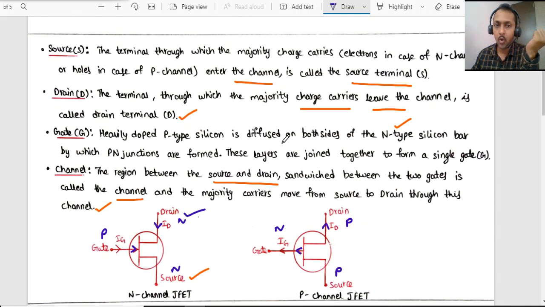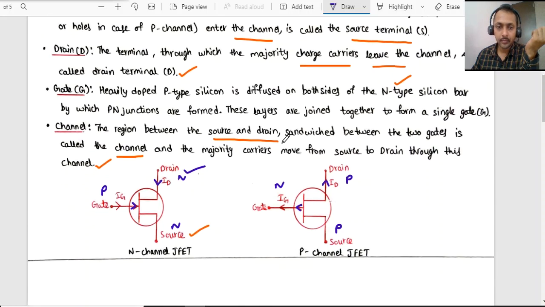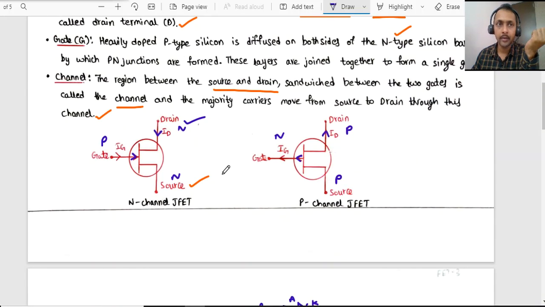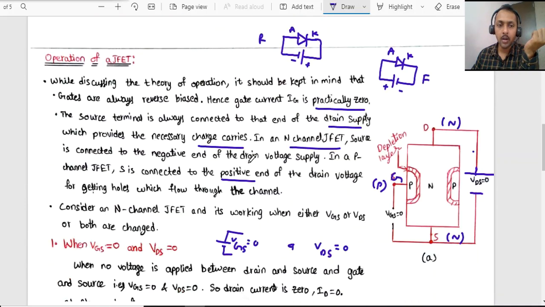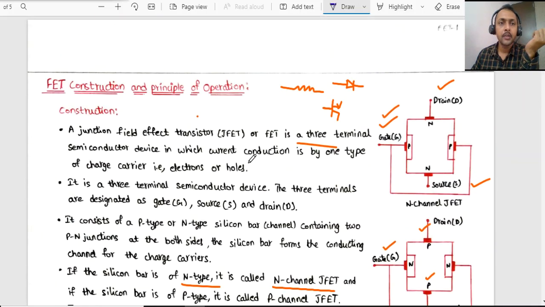Gate is a heavily doped p-type silicon, right? This is the equivalent circuit diagram. So this is all about the FET, field effect transistor construction and principle of operation. Okay, thank you.